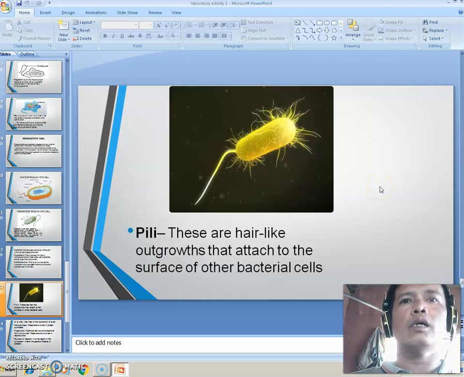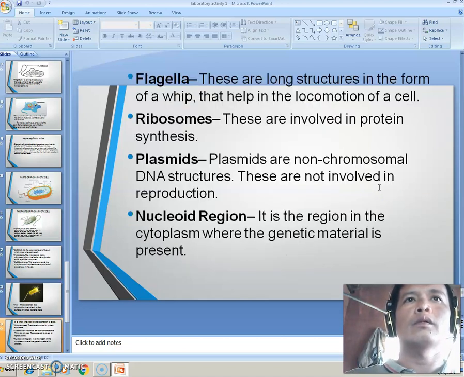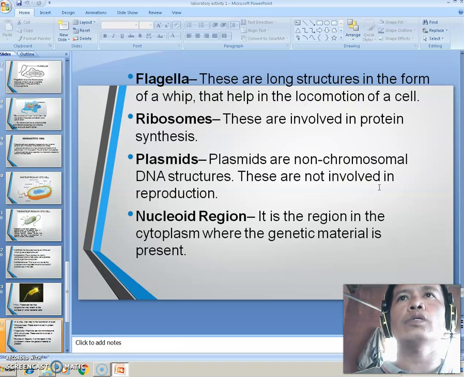Pili. These are hair-like outgrowths that attach to the surface of other bacterial cells. Flagella. These are long, whip-like structures that help in the locomotion of a cell. Ribosomes. These are involved in protein synthesis.